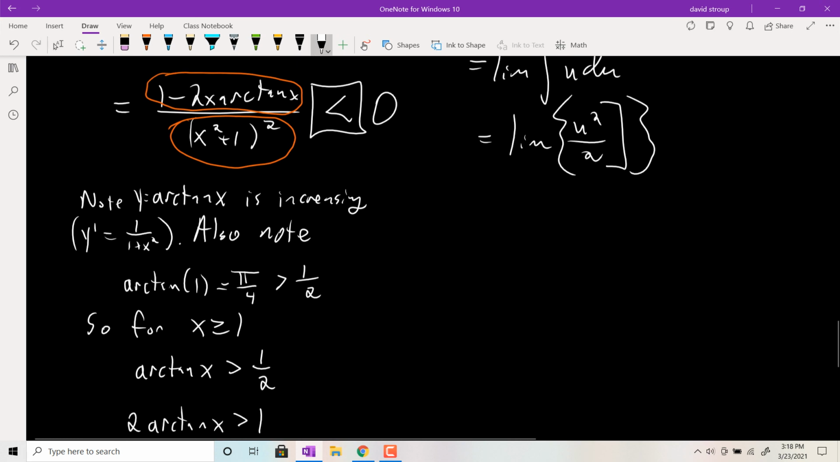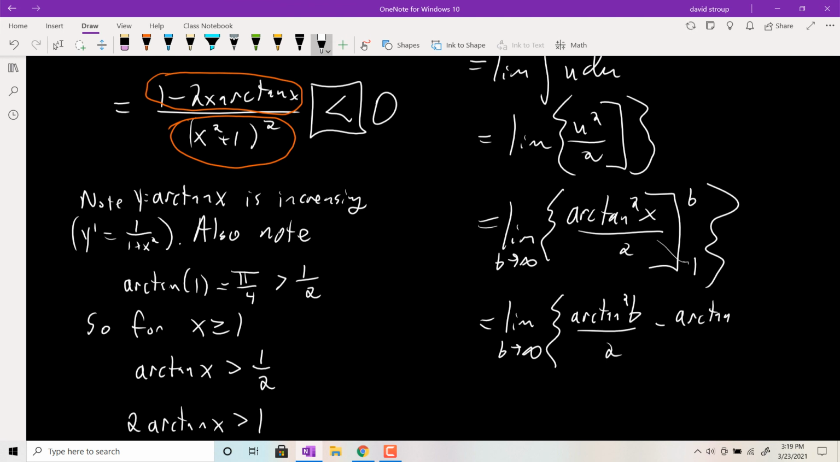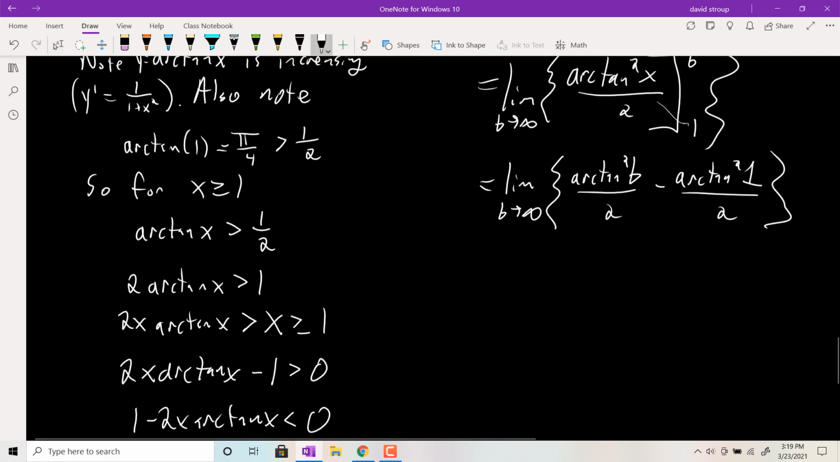Then we could back substitute, so we end up with the limit of arctan squared x all over 2 from 1 to b, and finally we can replace all the numerical stuff, the variables. So evaluating, I'll have arctan squared of b all over 2 minus arctan squared of 1 all over 2. Okay. So where does arctan go as b goes to infinity?